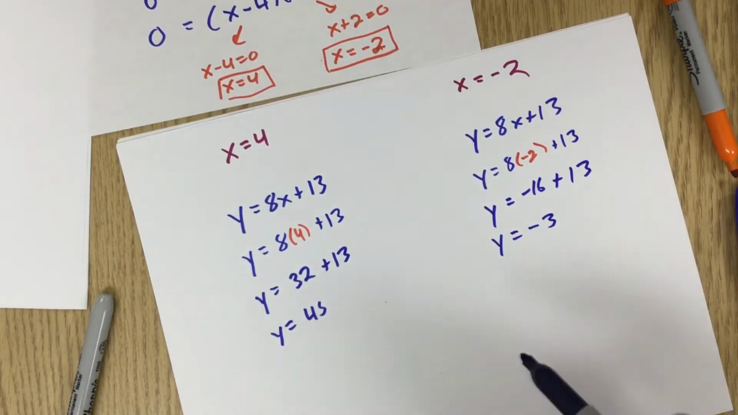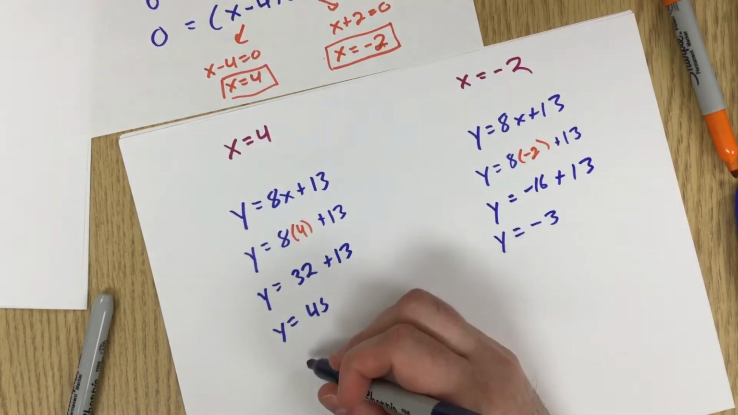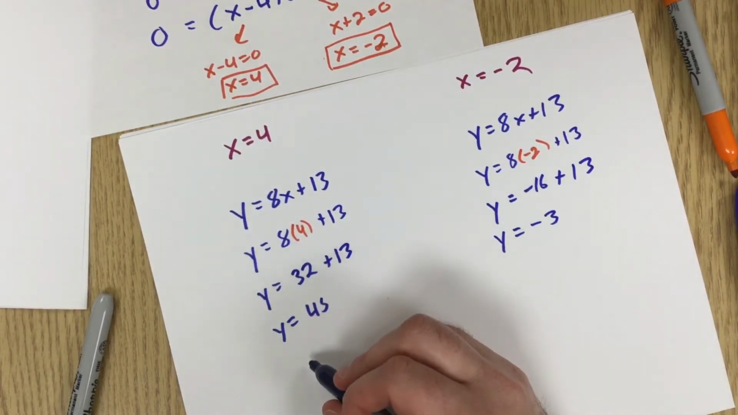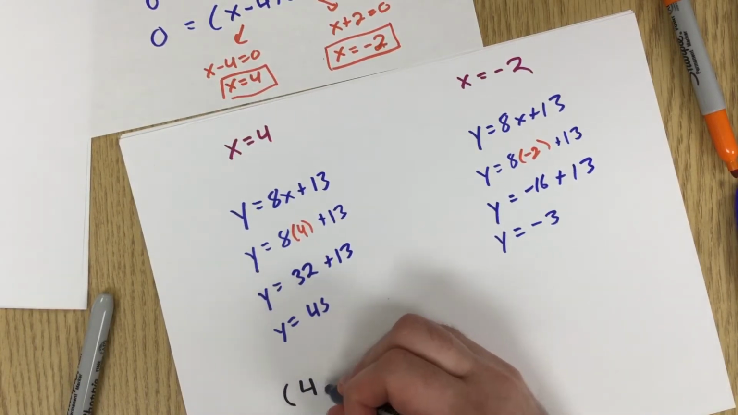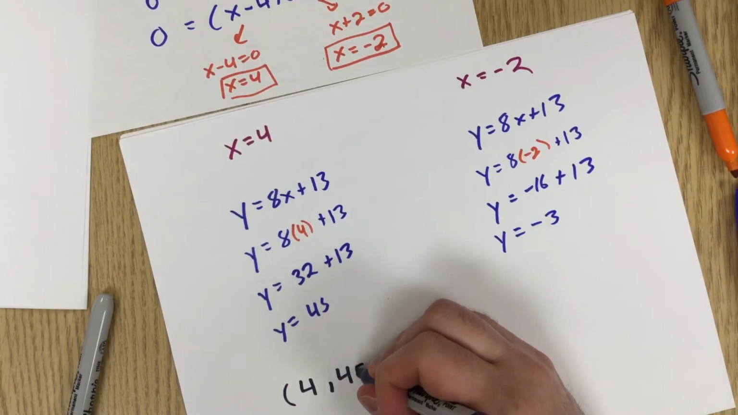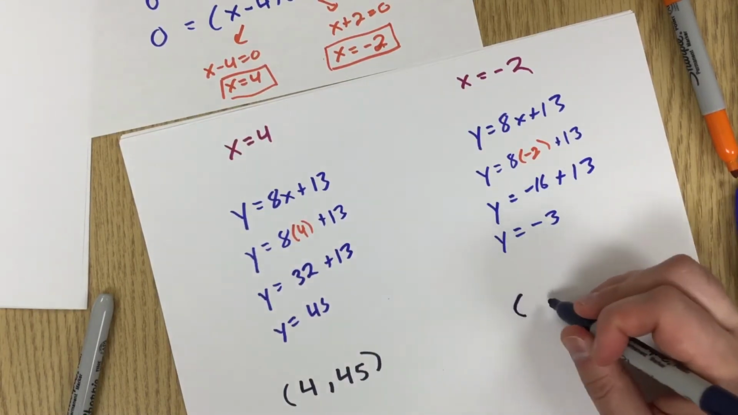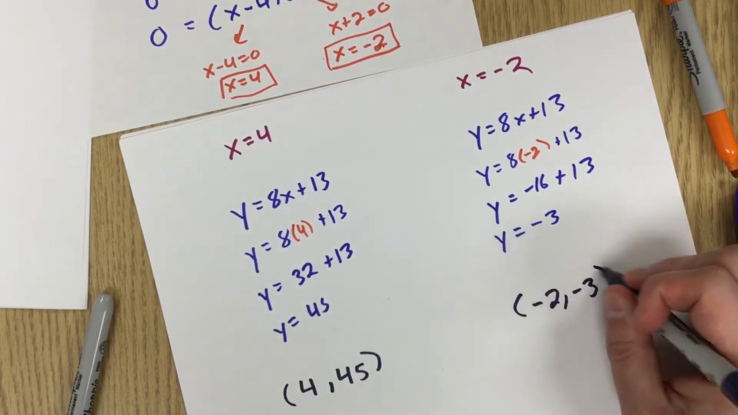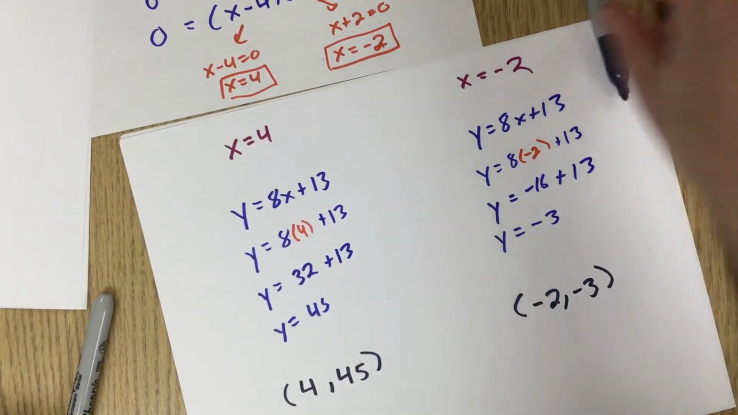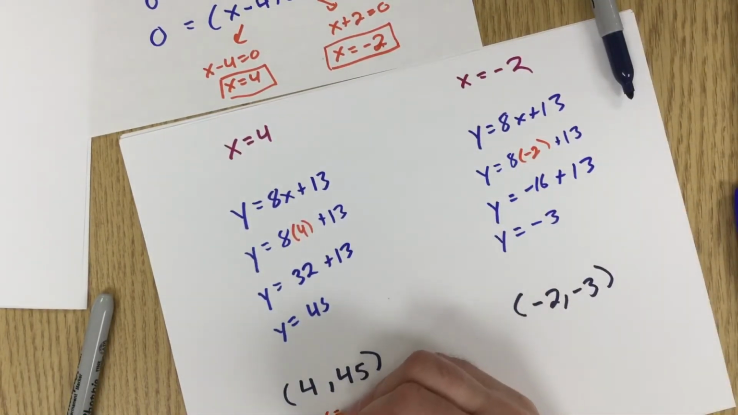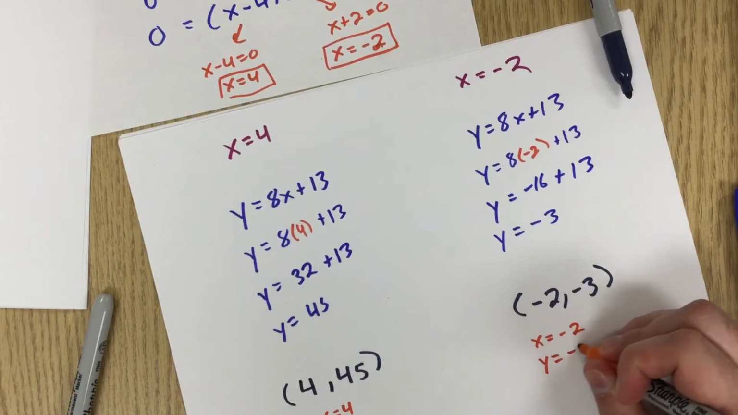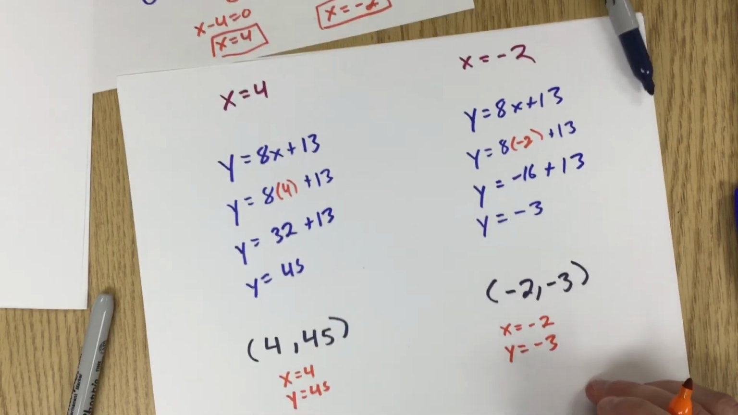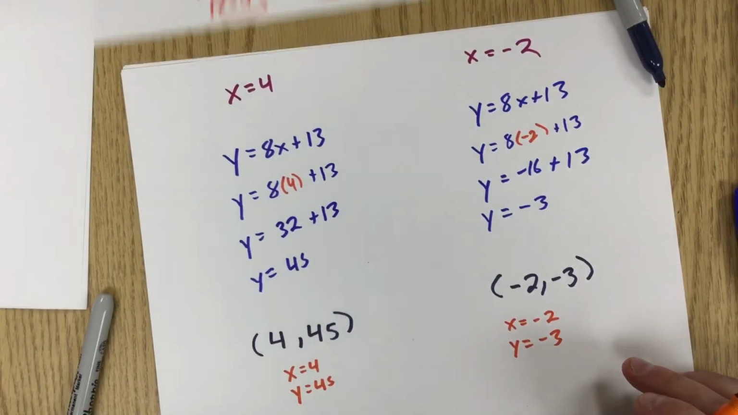And putting it all together, we know that one solution is (4, 45), and the other solution is (negative 2, negative 3). Or to put it another way, one solution is that x equals 4, y equals 45, and the other solution is x equals negative 2 and y equals negative 3. And both of these would be solutions to the system.